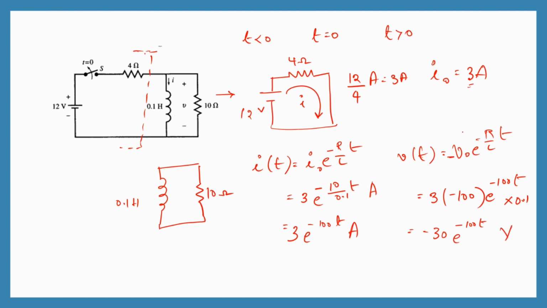So I hope this is clear. This is just L di by dt, where I have got the I of t as 3 e power minus 100 t. And the value of L here is 0.1 Henry. So this is how we can analyze and simplify any first order RL circuit.